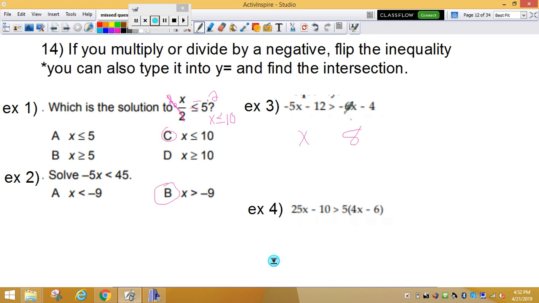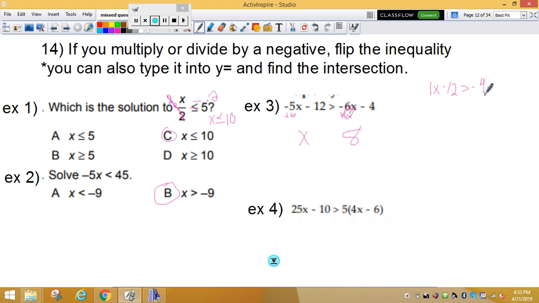But if not, let's see if I would multiply or divide by a negative. So my first step would be to move this 6x over here. And the opposite of a minus is a plus. So -5 plus 6, move over here, gives me a 1x minus 12. And then these cancel, and I got -4.